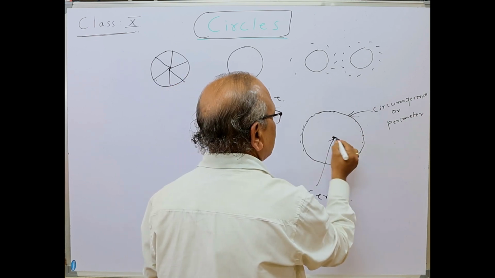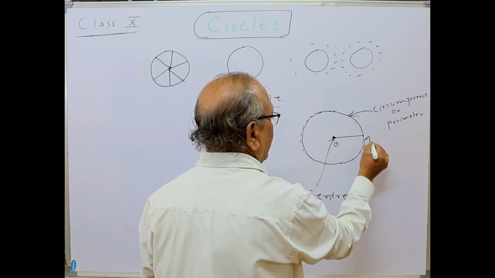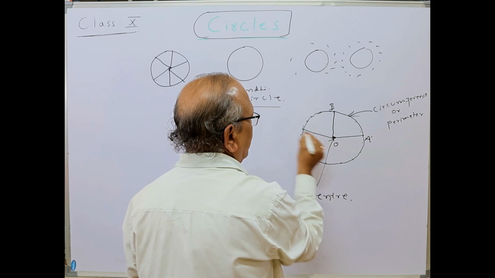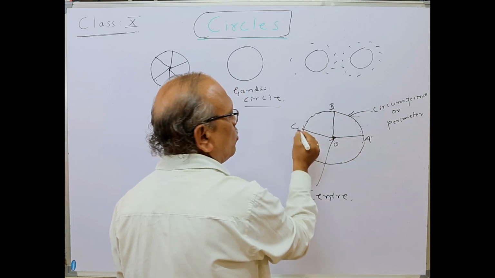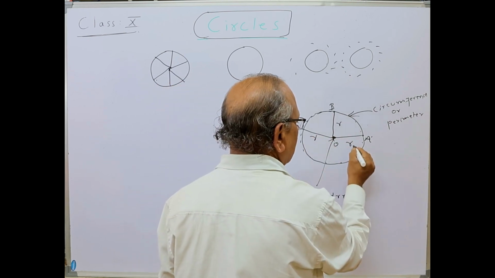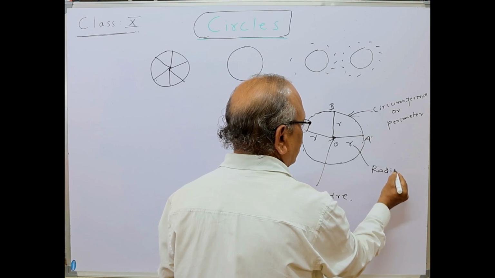What is the constant distance? If you join the center O to a point A, to another point B, to another point C, what do OA, OB, OC represent? All of them have the same length. This distance is called the radius of the circle.